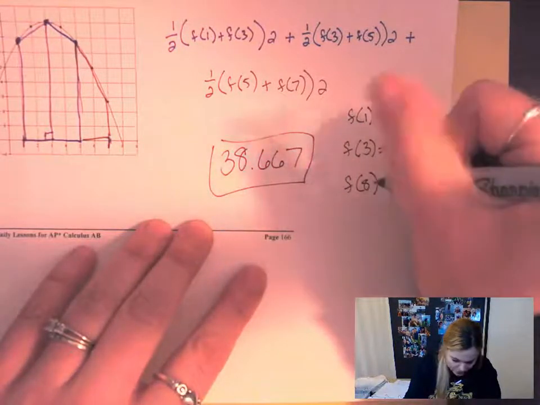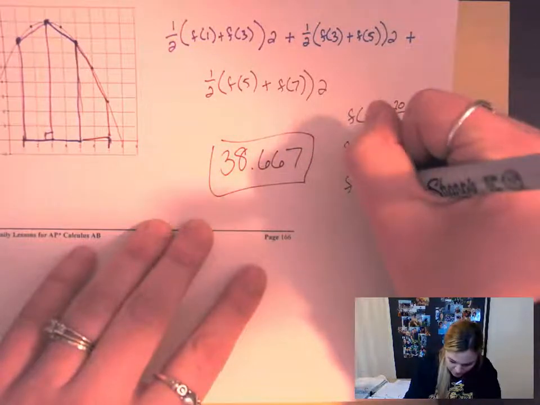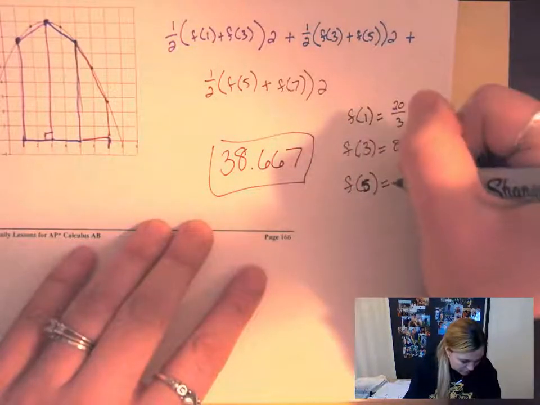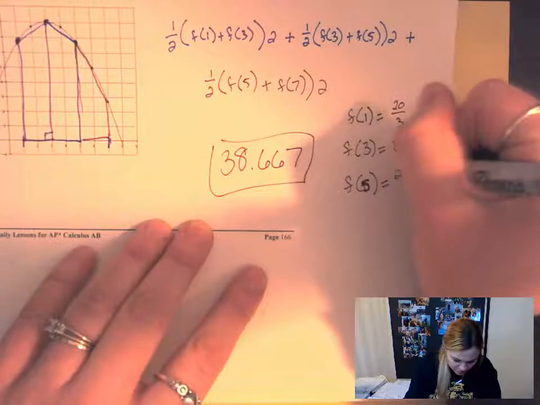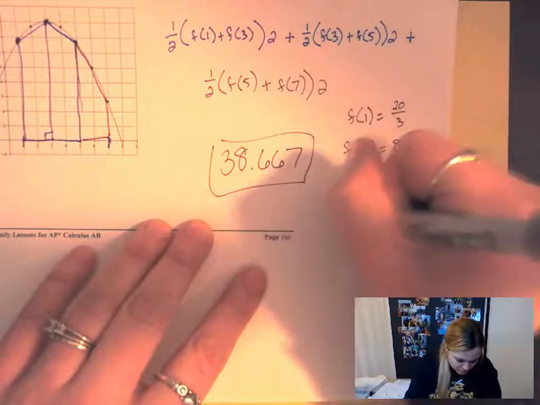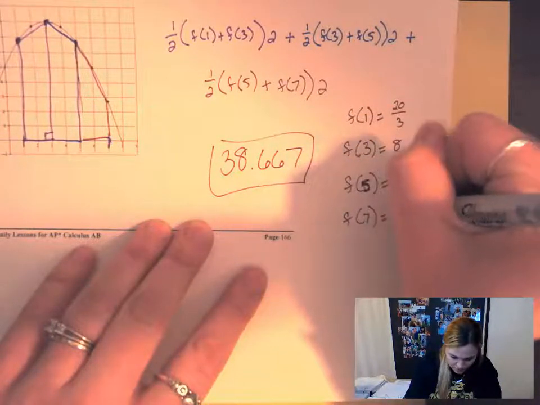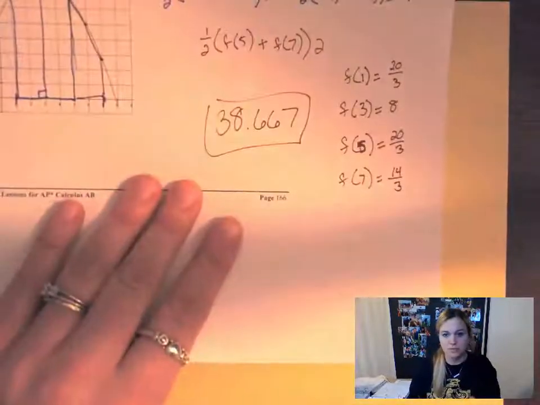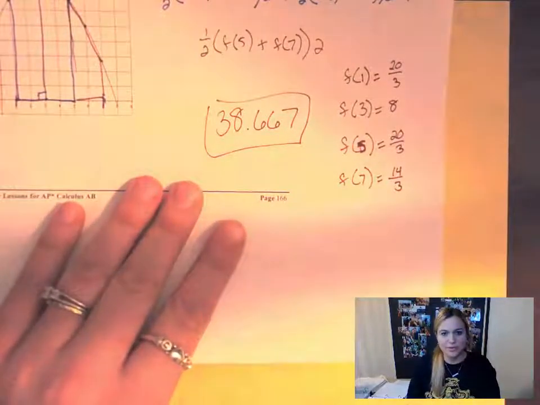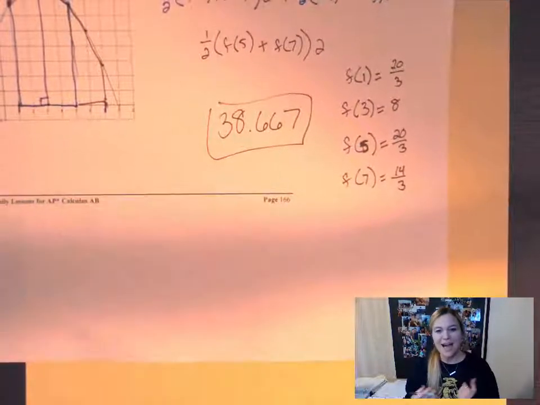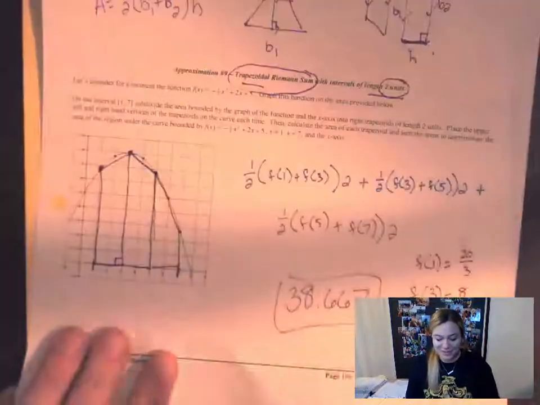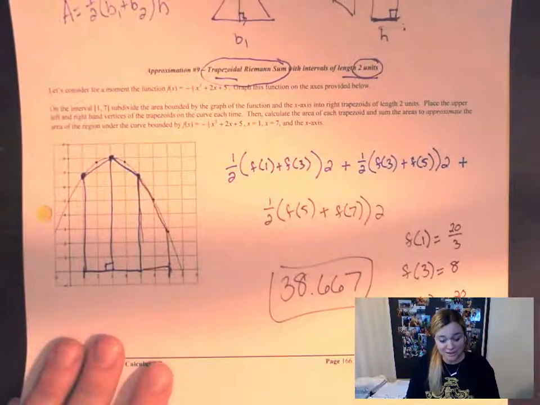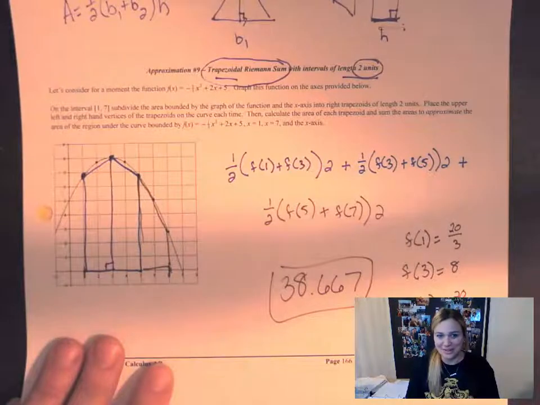Oh wait, f of 3. So just in case you want it, these were the values. But how could we make this better? This estimate, it looks pretty good. It's an underestimate. More trapezoids. Last page, we did it, we're here.